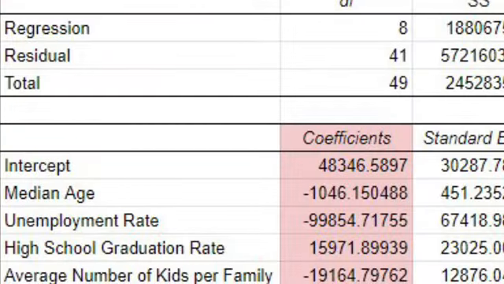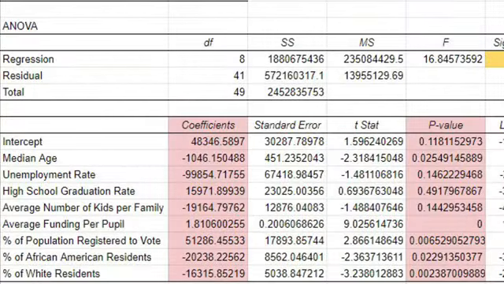Our intercept is 48,346,000 per year, meaning that theoretically, if no one existed in a state, that would be the income. The variables of median age, unemployment rate, average number of kids per family, percent of African American residents, and percent of white residents are all negatively impacting the income of each state. The variables of high school graduation rate, average funding per pupil, and the percent of the population registered to vote are all positively impacting the average.